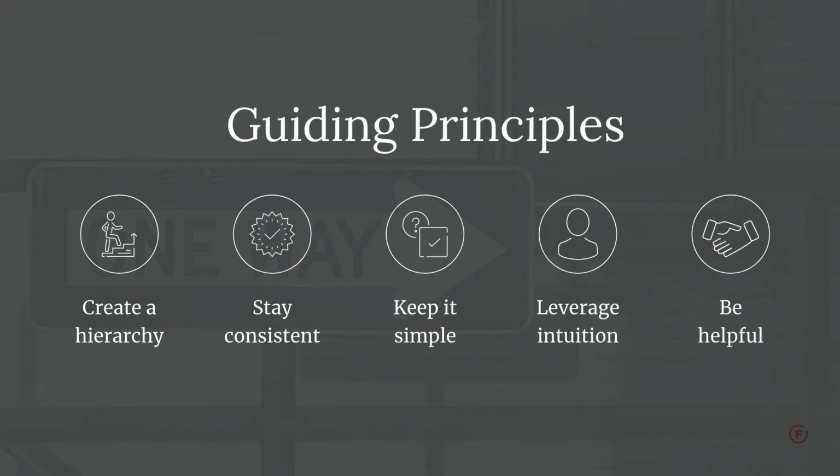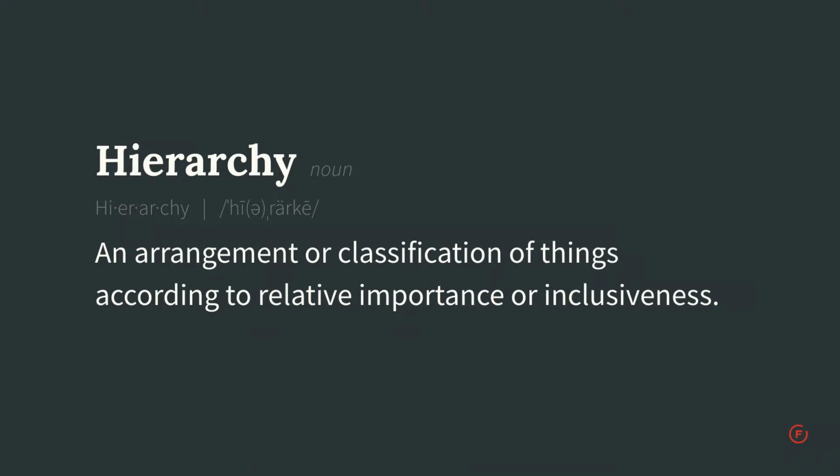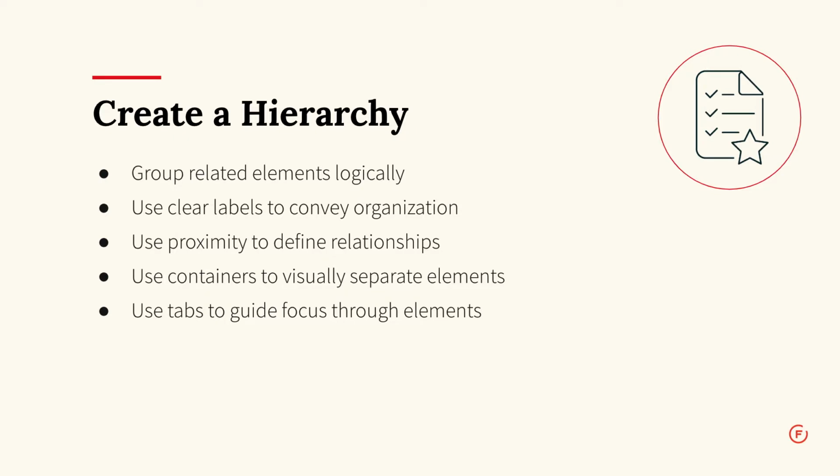So some guiding principles that we'll walk through for how to address these. We're going to look at hierarchy, consistency, simplicity, intuition, and being helpful. These are all tools that you can use to make them available to the end user to understand the system. First off, we're going to look at hierarchy. And this is the arrangement of all of our form elements and just the interface as a whole. And arranging them relative to each other is the number one piece.